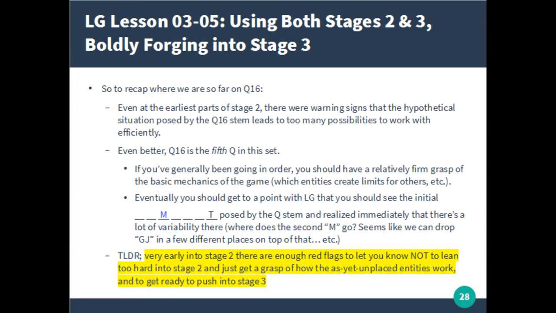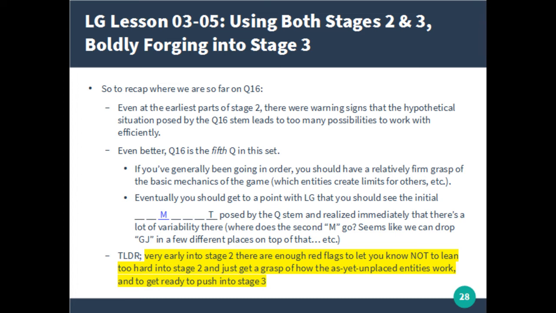If you've been going in order, and you can quite easily if you have a no deduction, Stage 3 heavy approach, you should have a relatively firm grasp by this point of the basic mechanics of the game. So you understand which entities create limits for each other, you will have encountered the GJ block issue, you would have seen that the second M isn't quite as free as it looks, but it also doesn't lock things down immediately. These are things you should have developed a sense for at this point. Not that you have to, but you probably have at this point.